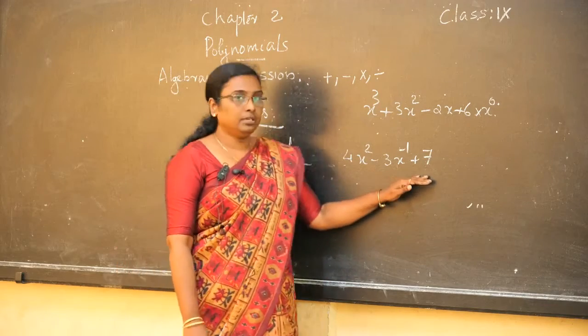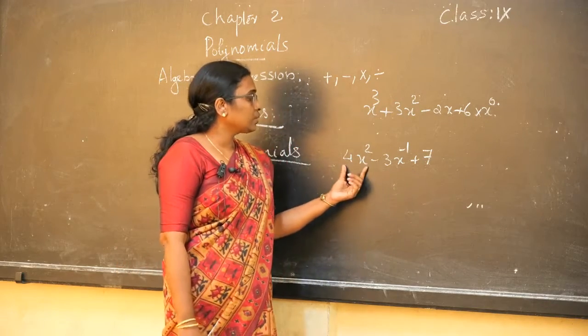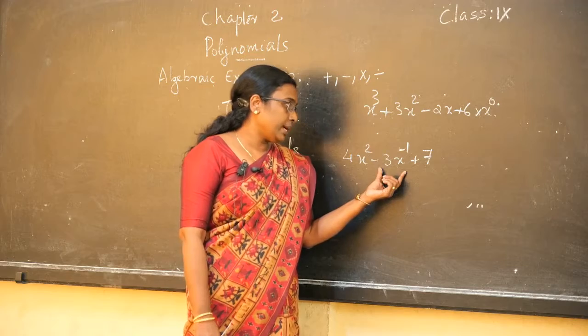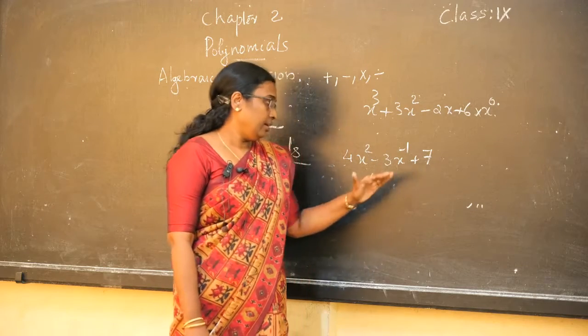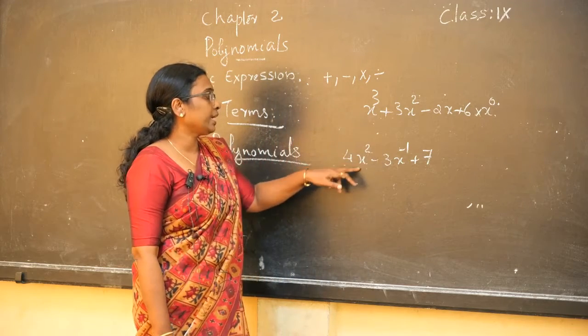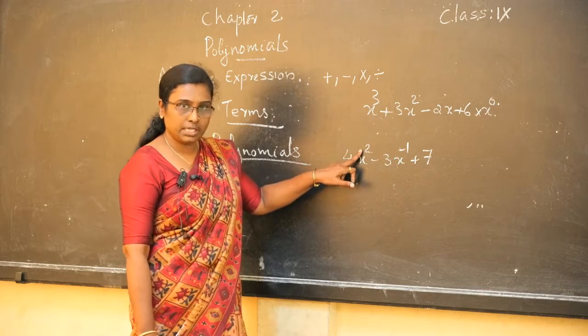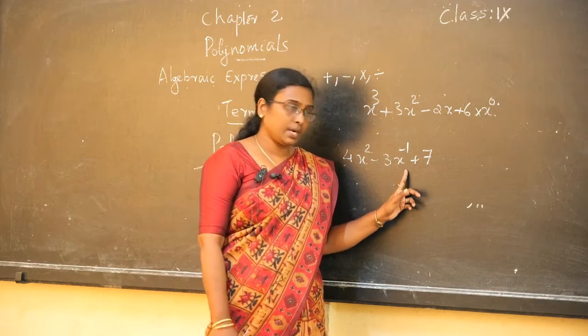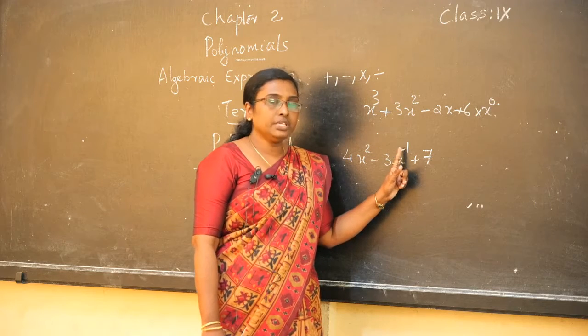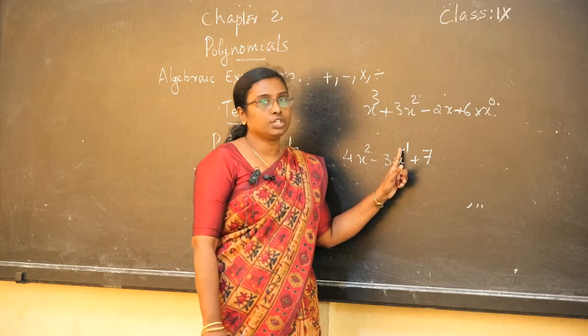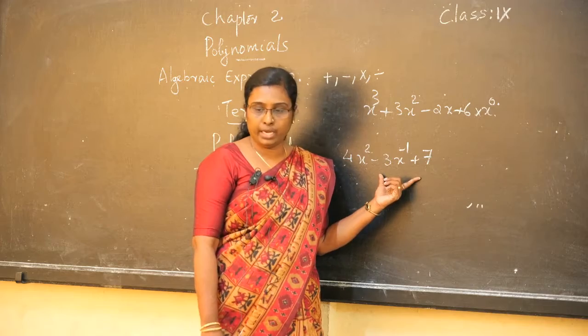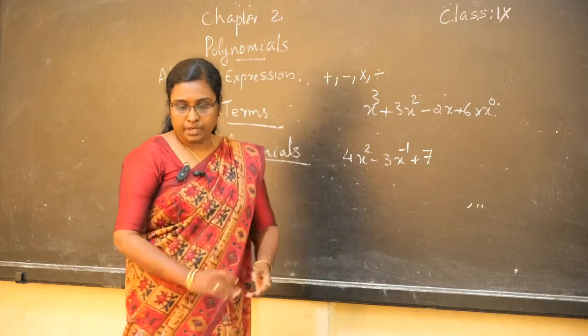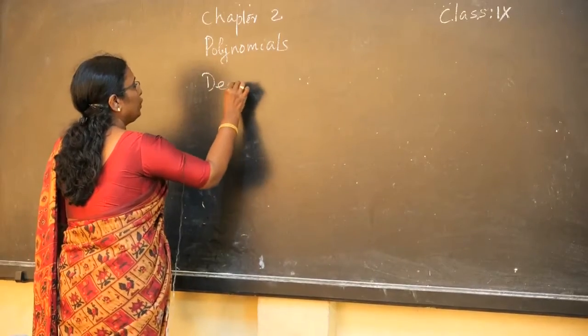Consider this example. Here, what are the terms? 4x square, minus 3x raised to minus 1, and 7. Here, the exponent of 4x square is 2, which is a whole number. The exponent of minus 3x raised to minus 1 is minus 1, which is not a whole number. So, this is not a polynomial. Okay, clear? Now, degree of a polynomial.